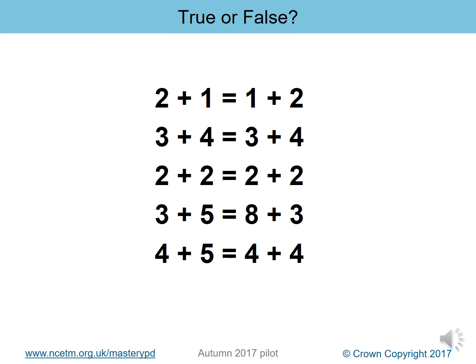What I want you to do is have a go at this, which is true or false. I want you to look at the equation that I've given you, and say whether it's true or false. So is 2 add 1 equal to 1 add 2? Would you put true or false? Pause the video, have a go, and the answers will be on the next slide.